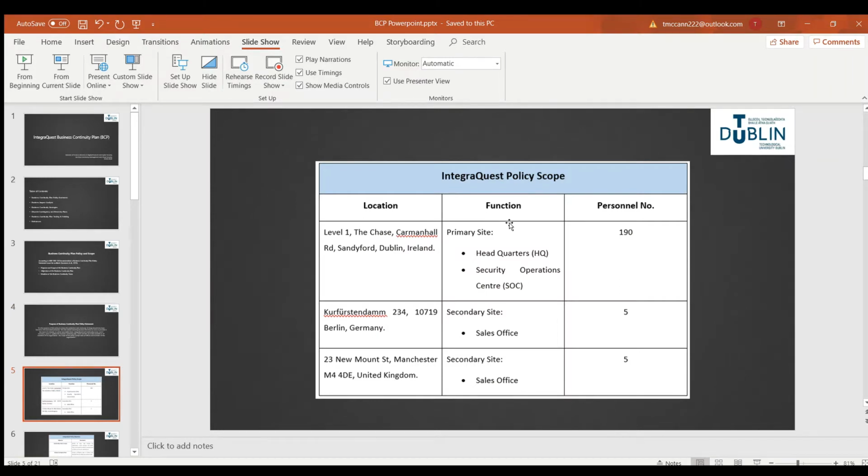This slide shows a table from the business continuity plan developed for IntegraQuest, which outlines the scope of the business continuity plan. All three office locations, their function, and number of personnel are included in the table.